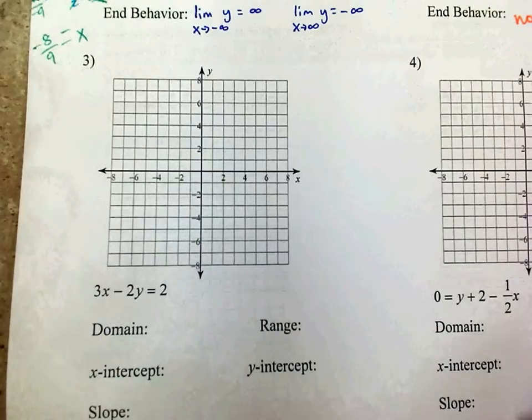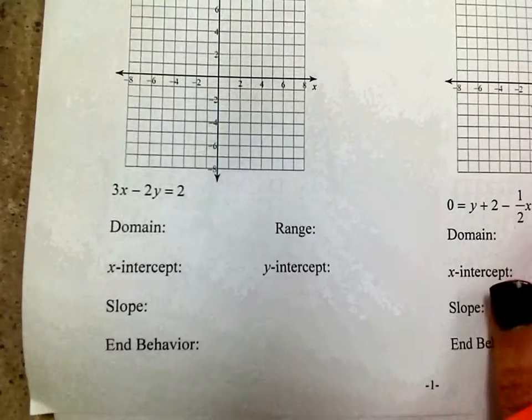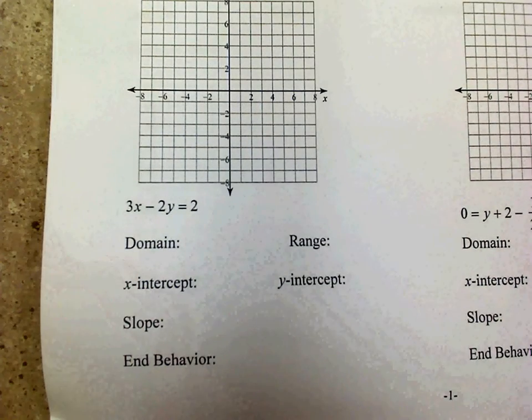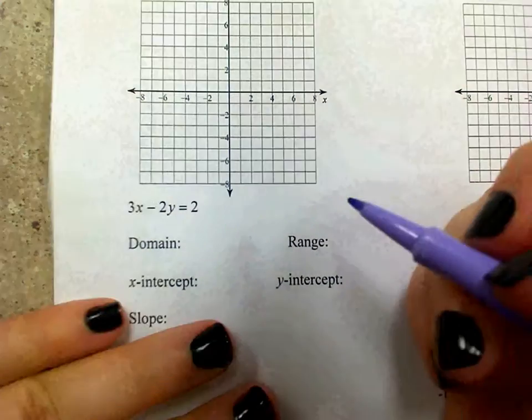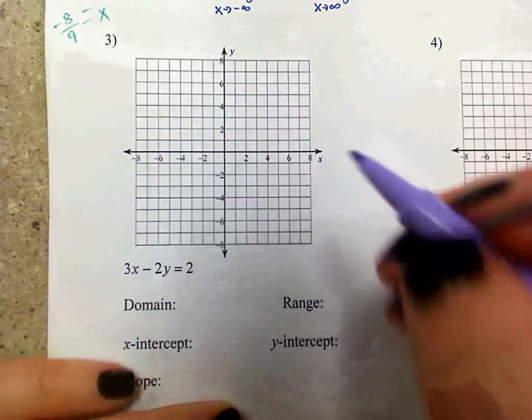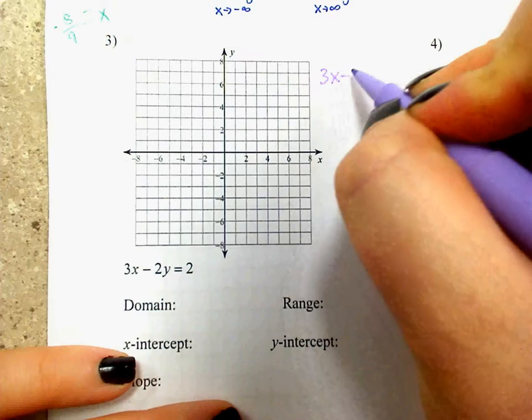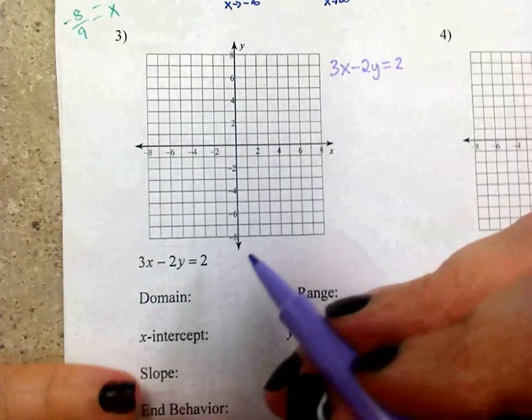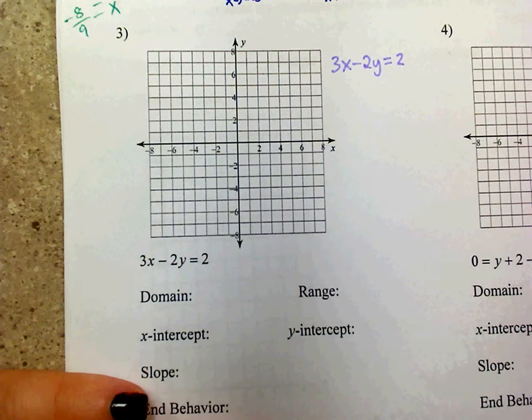Okay. 3x minus 2y equals 2. Okay, so this is not in slope-intercept form. We could easily graph it this way, and I think I will show you that in a second. But I'll go ahead and talk to you about what you're most likely used to, and that is solving for y, getting y by itself.